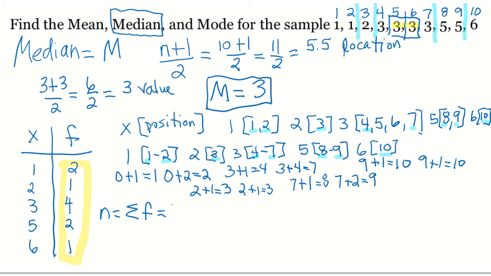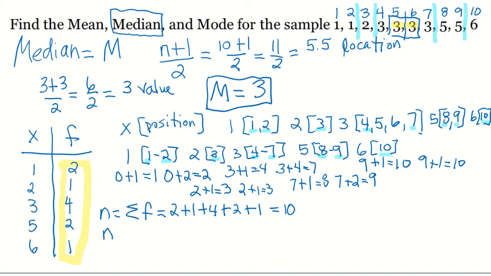So let's add that. That's going to be 2 plus 1 plus 4 plus 2 plus 1, and when we add those all together, that's going to equal 10. So we're going to solve it the same way that we did before.